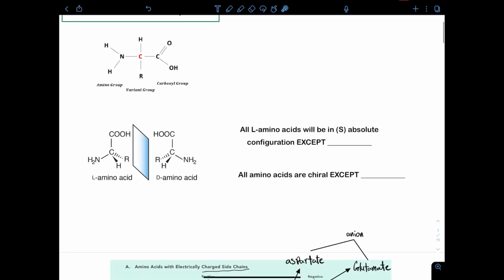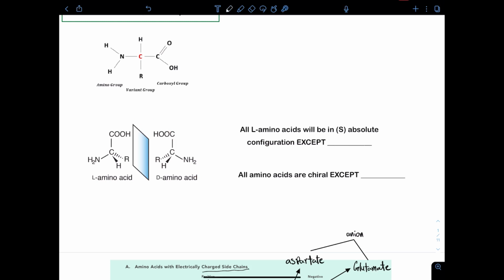All the amino acids in eukaryotes are L-amino acids. So what that means is that the amino group is on the left side in the Fisher projection. You can see the D-amino acid is the mirror image of the L-amino acid. L-amino acids translate to S-absolute configuration.